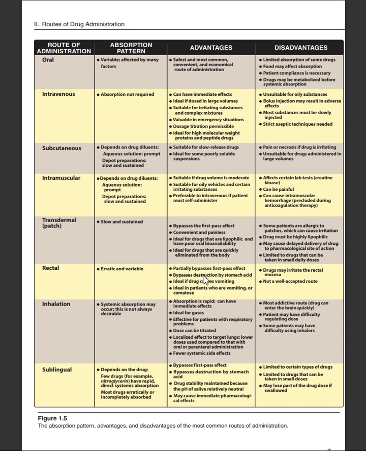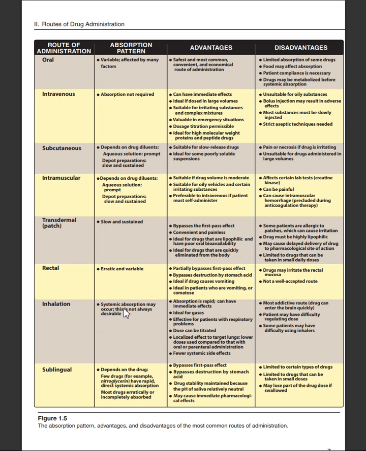Rectal: partially bypasses the first pass effect. Bypasses destruction by stomach acid. Ideal if the drug causes vomiting. Ideal for patients who are vomiting or comatose. Drugs may irritate the rectal mucosa, so it is not a well accepted route.